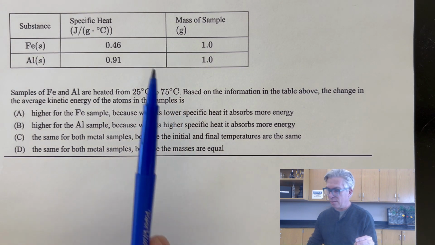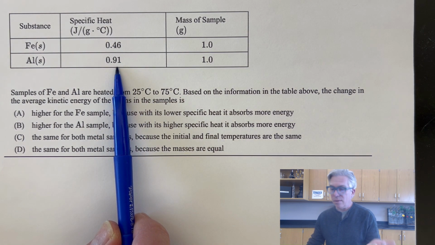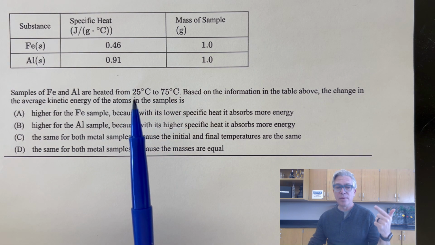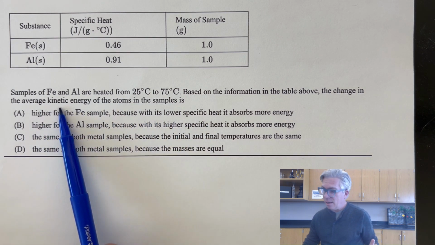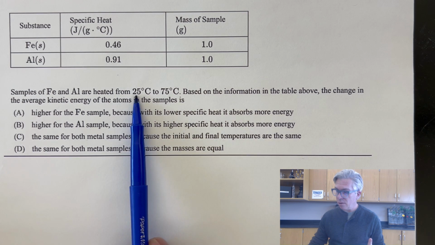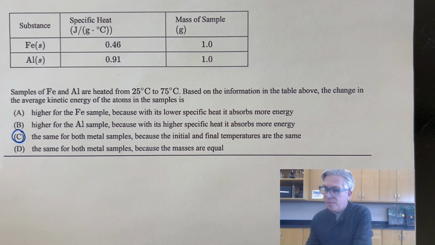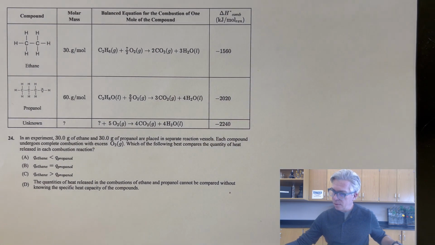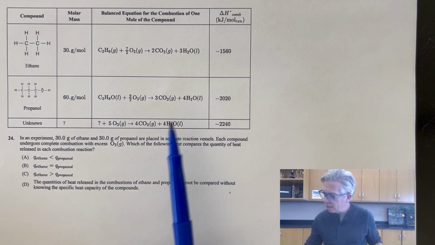We need laser focus on this one because they've given us heat capacities and we're going to think to ourselves, oh, aluminum has a higher heat capacity, so it's going to absorb more heat. And yes, that is true, but that's not the question. The question is average kinetic energy. Because they're going from the same temperature to the same temperature, their average kinetic energy is equal. It's the same. Even though aluminum will actually absorb more heat, it does so to get the same kinetic energy as the iron does. Okay, laser focus on that. Next one, wow, big data table, couple of reactions, delta H for each one.